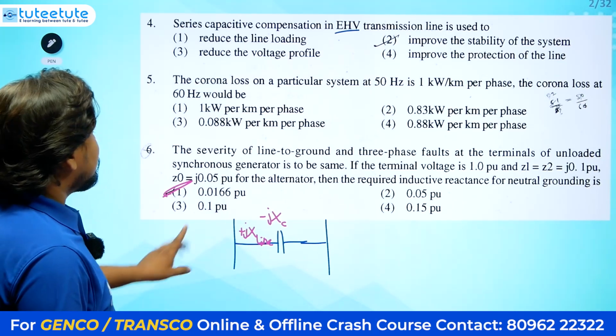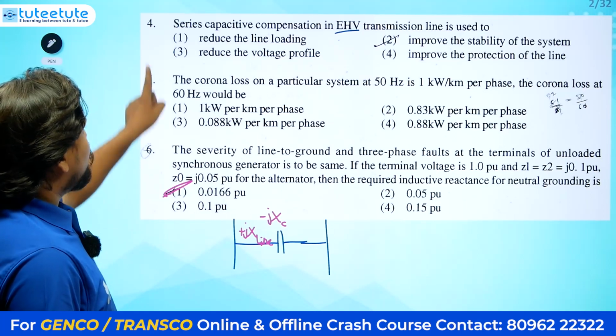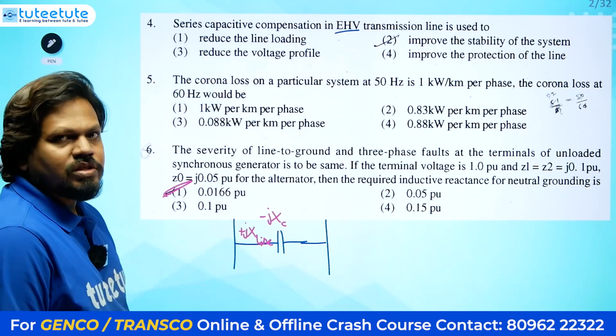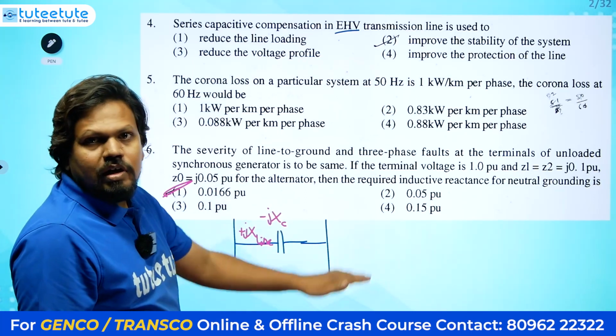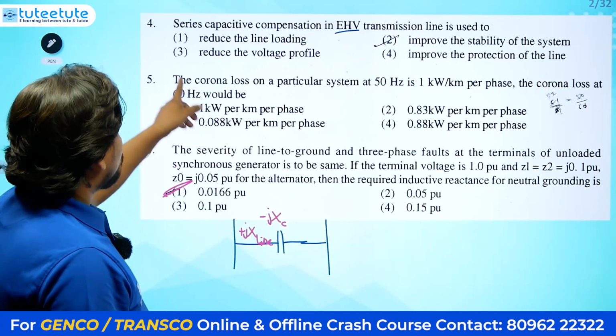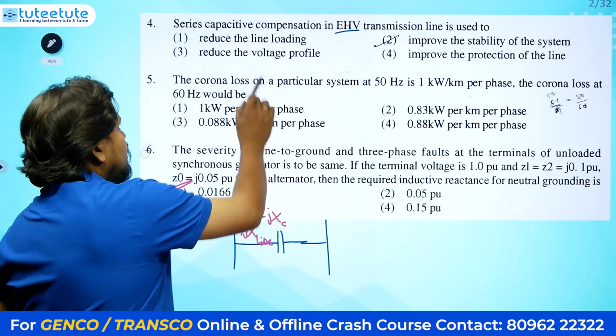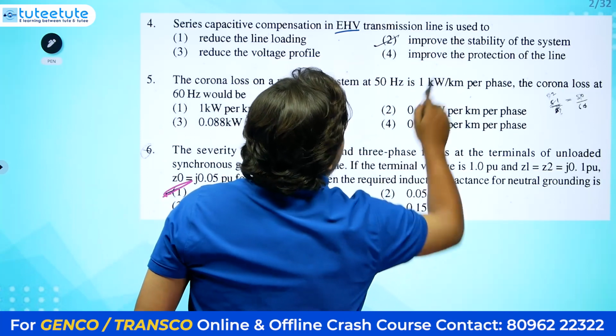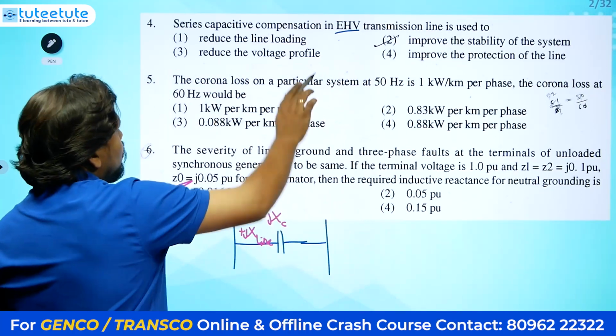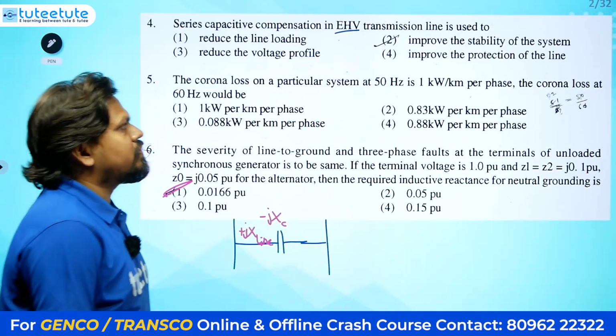So in totality, they have done series capacitive compensation like this. That means a capacitor bank is kept in the transmission line, whatever line it is. So what will happen? The options are: reduce the line loading, improve the stability of the system, reduce the voltage profile, improve the protection of the line.